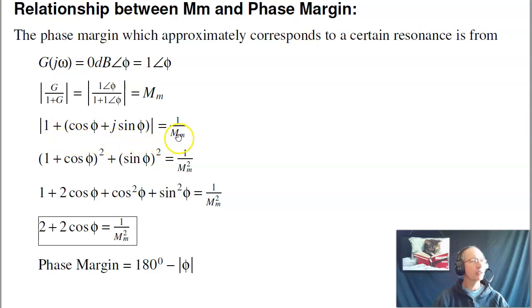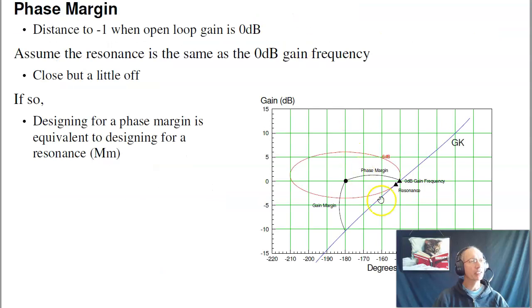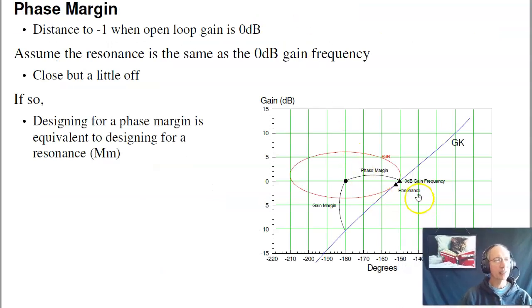Take the magnitude squared. That would be real part squared plus imaginary part squared is 1 over M sub M squared. Multiplying it out, cosine squared plus sine squared is 1. Gives me 2 plus 2 cosine phi is 1 over the resonance squared. That's the equation that relates phase to resonance. That phi that we calculate is actually this angle. That's the open loop phase when the gain is 1.